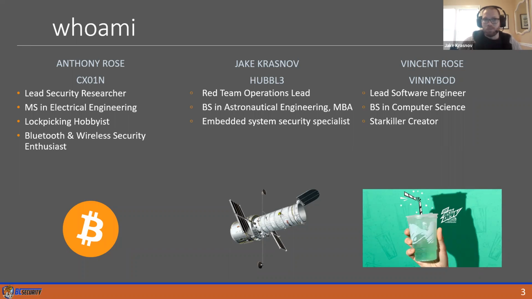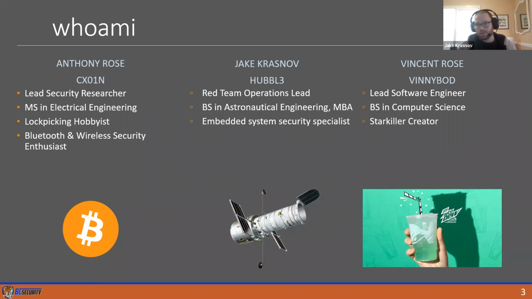So just a quick overview, if you haven't heard of us before, I'm Hubble, also known as Jake Krasnov. I'm a Red Team operations lead for BC Security. I actually got my start in astronautical engineering, building satellites and modifying rockets for the Air Force. Then I showed up at a new unit and walked in one day, and they told me I was the new cybersecurity person, and I got started doing testing on aircraft. Now I focus on embedded system security, especially secure design and architecture design, as well as being the Red Team operations lead.